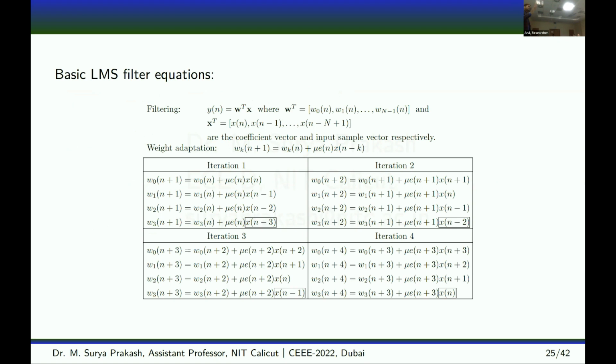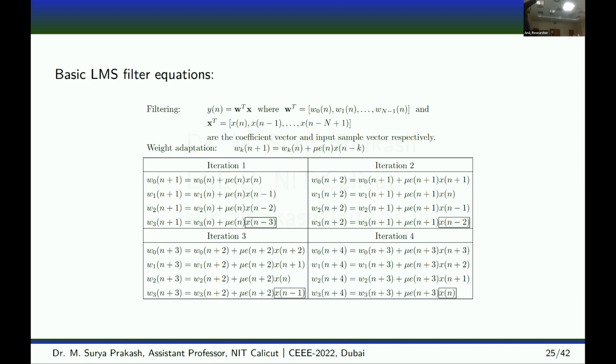So these are basic LMS filter equations. In iteration 1, we can see the weight update operations are summarized in this manner. W0 is the weight that requires sample x of n. W1 is the weight that requires sample x of n minus 1. Similarly, W3 is the weight that requires sample x of n minus 3 in iteration 1. And if you are going for the next iteration, W0 requires x of n plus 1, W1 requires x of n, and so on. W3 requires x of n minus 2.